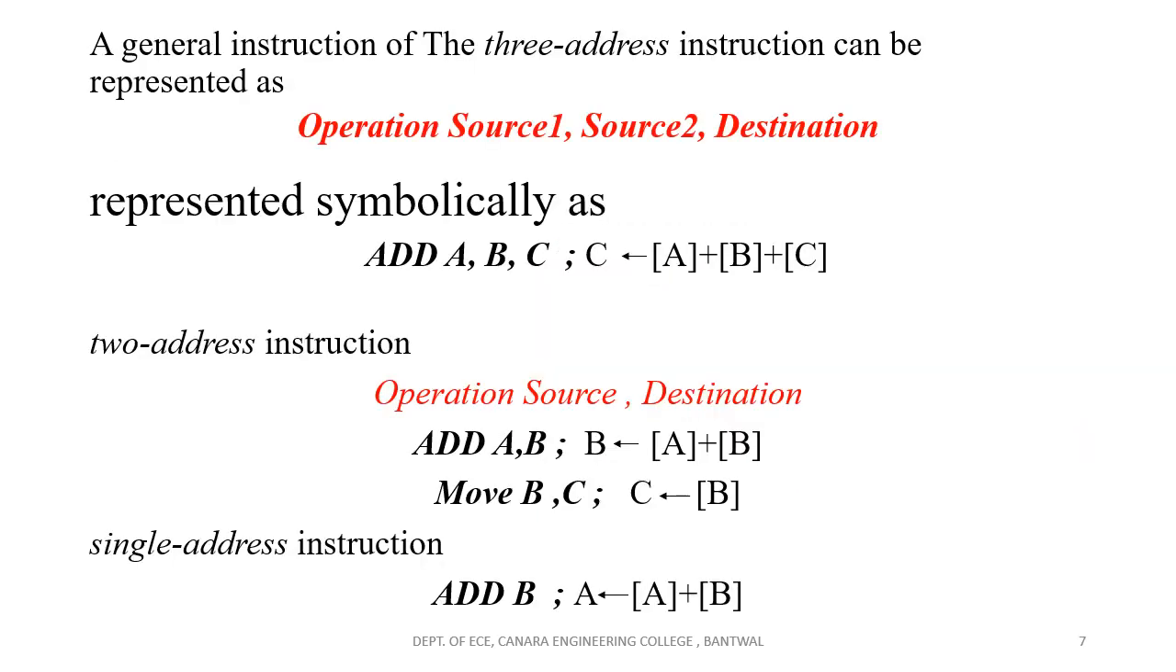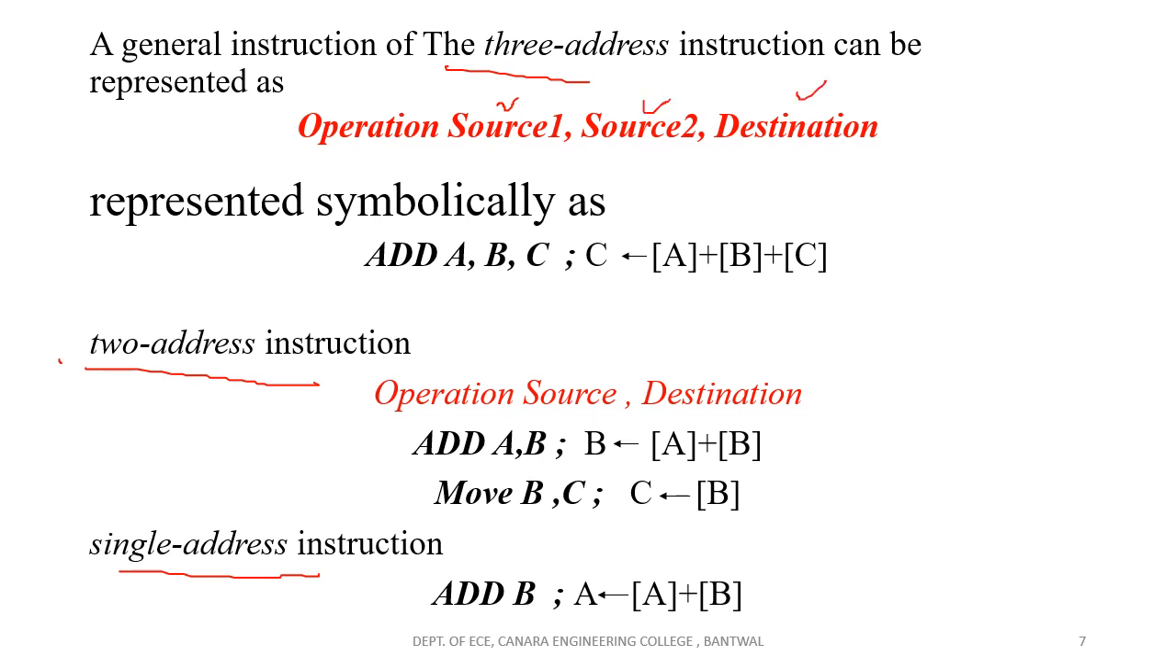Based on the number of operands in an instruction, it can be categorized into a 3 address instruction, 2 address instruction and single address instruction. In case of a 3 address instruction, you will have 3 addresses: 2 sources and 1 destination.